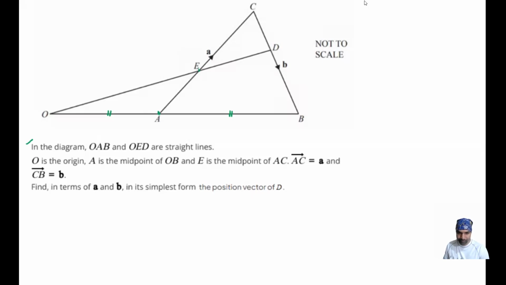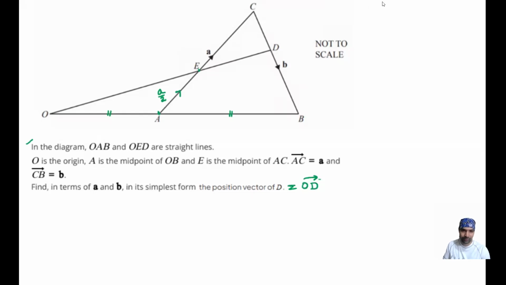And we are given that AC is A. So what will be AE? This will be A over 2, because AC is A and CB is B. Find, in terms of A and B in the simplest form, the position vector of D. The position vector of D is basically the OD vector with respect to the origin. That is what we need to find.